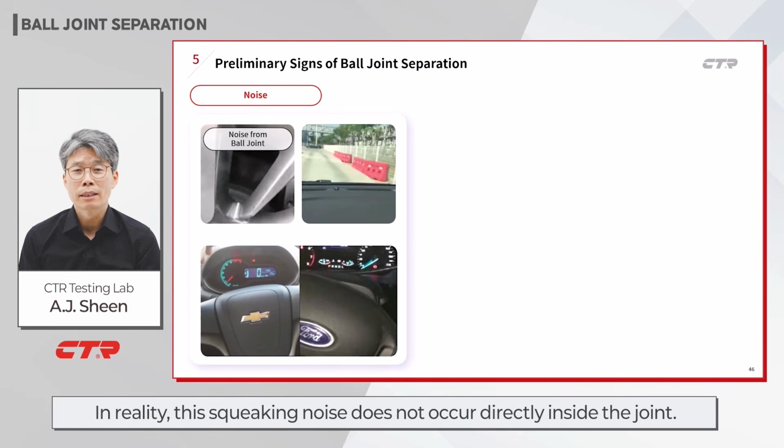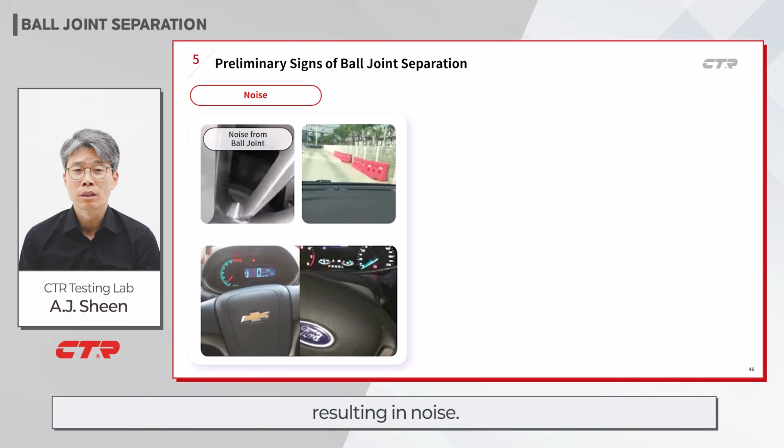In reality, this squeaking noise does not occur directly inside the joint. A slight vibration occurs at the joint first, and the vibration is amplified in the connected parts, resulting in noise. When you separate the joint from the vehicle and measure its friction torque, a good joint will look like this.